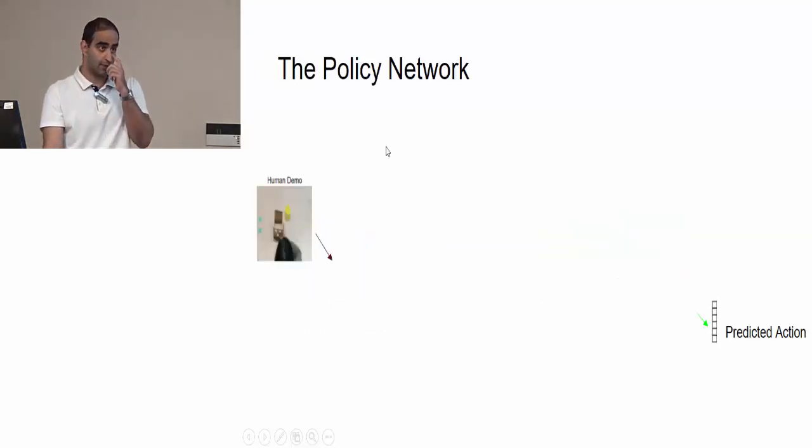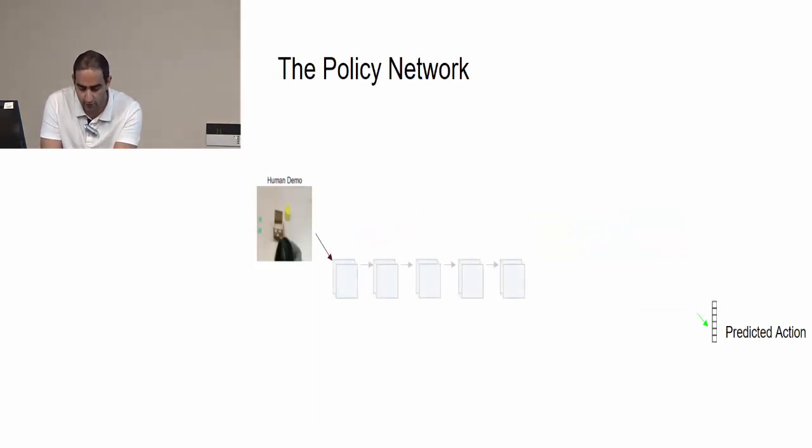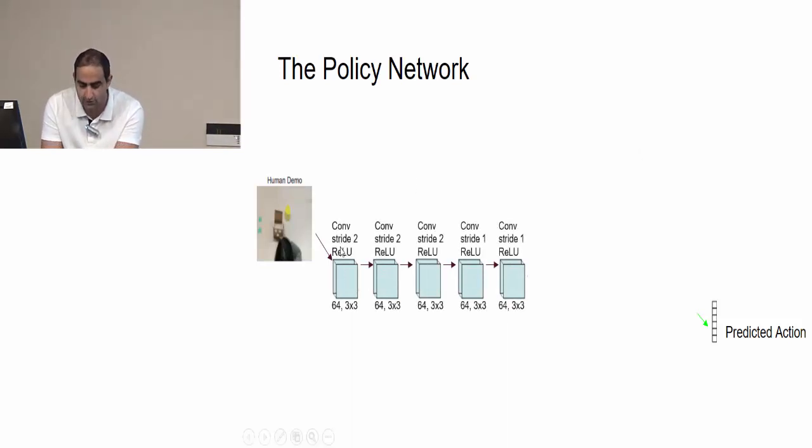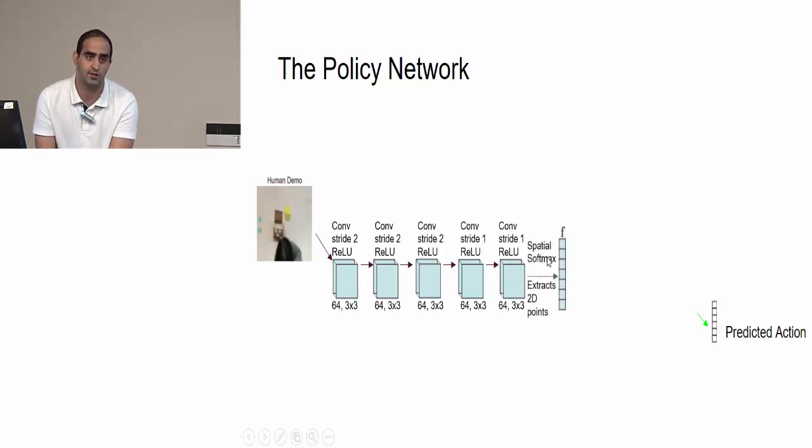Now let's take a look at our policy network. First we have a human demonstration, and we apply some convolution layers on it. These convolutions are 64 3x3 convolution layers, and the first three have a stride 2 and the last two have a stride 1. Then we apply a spatial softmax, which we'll discuss later, but it extracts 2D points from each channel. So if we have 64 channels, we have a 64 multiplied by 2 feature vector f.